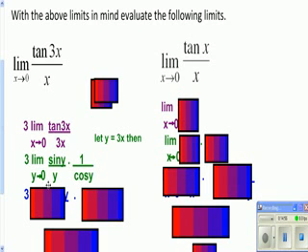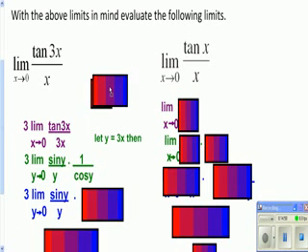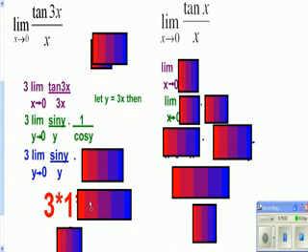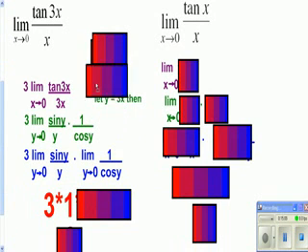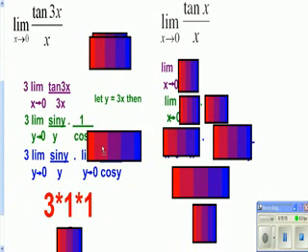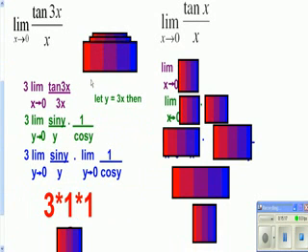Here, the first part's just my basic trig limit. So it'd be 3 times my basic trig limit, which ends up being just 3 times 1. Now, when evaluating the last part, all I have to do is plug in 0, because the cosine of 0 is 1. So it'd be 1 over 1, so I get 1. So it'd be 3 times 1 times 1, so I get a limit of 3.